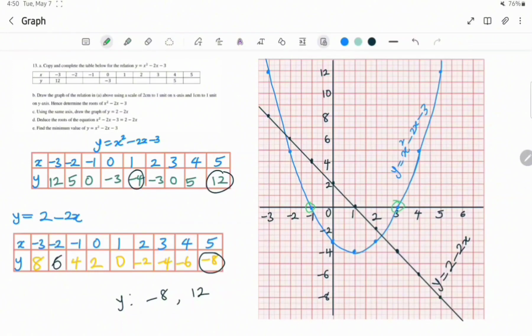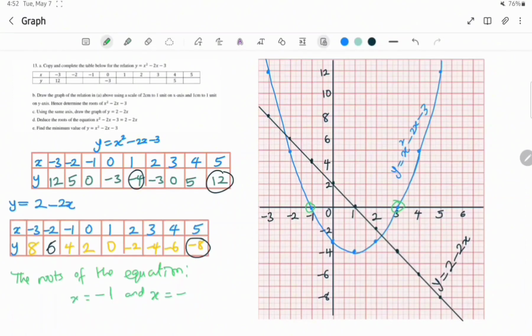So that means for 13b, the root, using the graph, the root of the equation is x is minus 1 and x is 3. For the 13c, we've actually done that. We've drawn the graph of y equals 2 minus 2x.